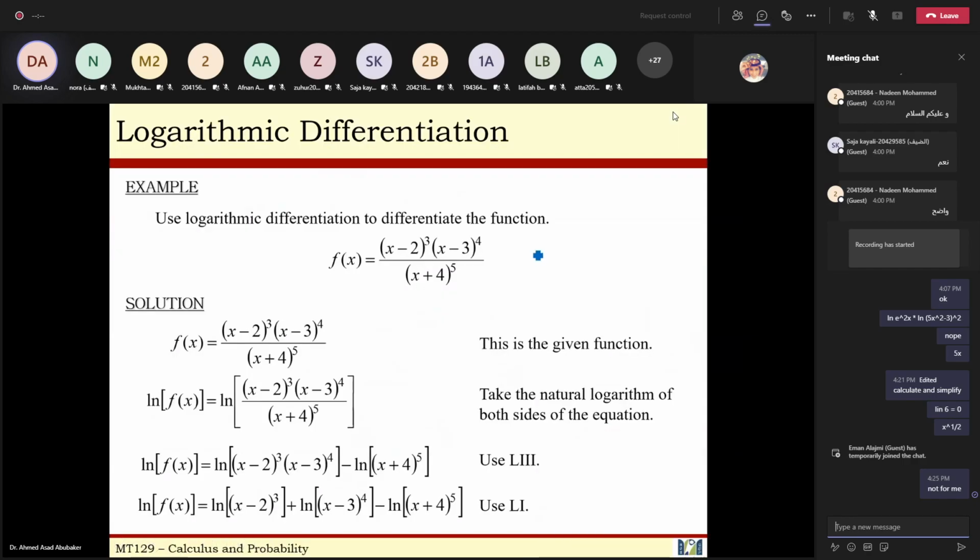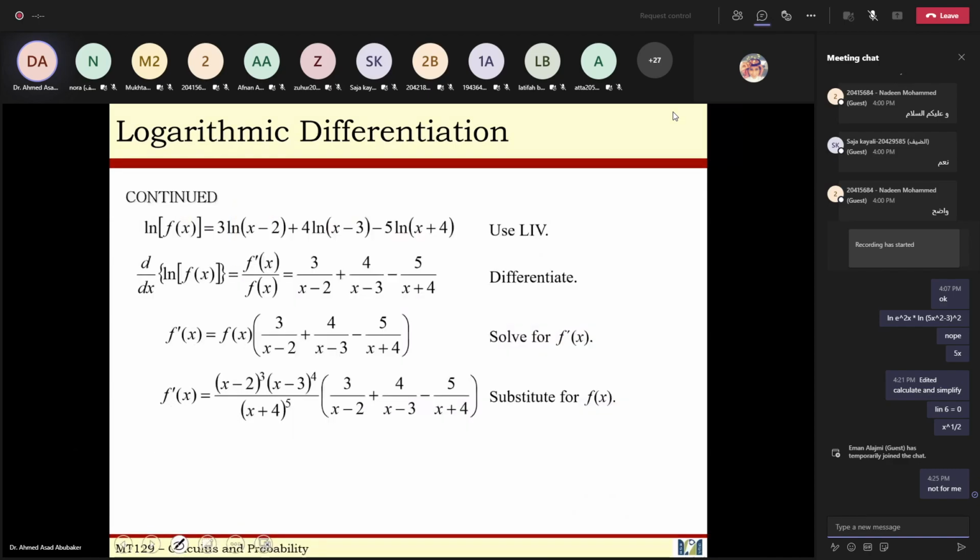This is the same principle. We must take the length for both sides. This is the first step. Look at this. The second step, distribute the length on the numerator and denominators. Okay. The third step, put the exponent outside as a multiplier of the length.